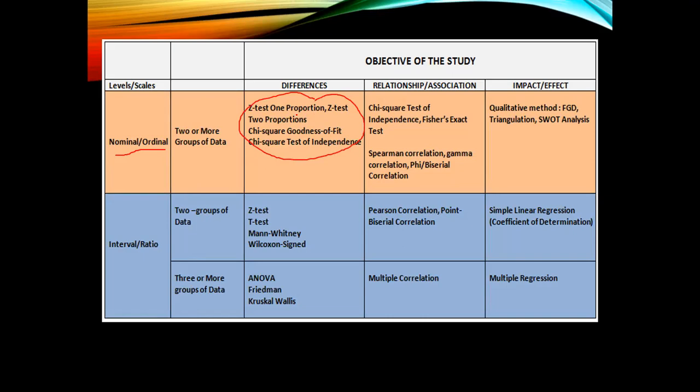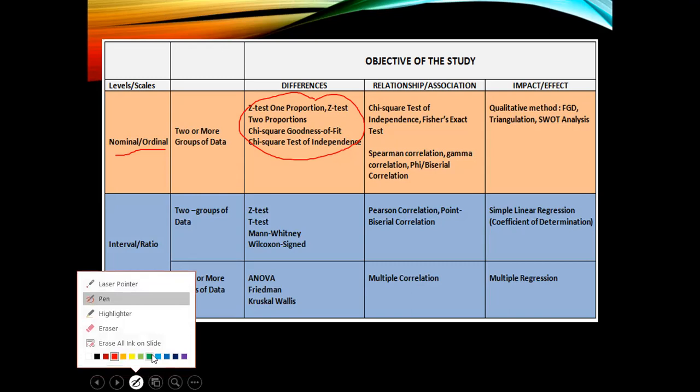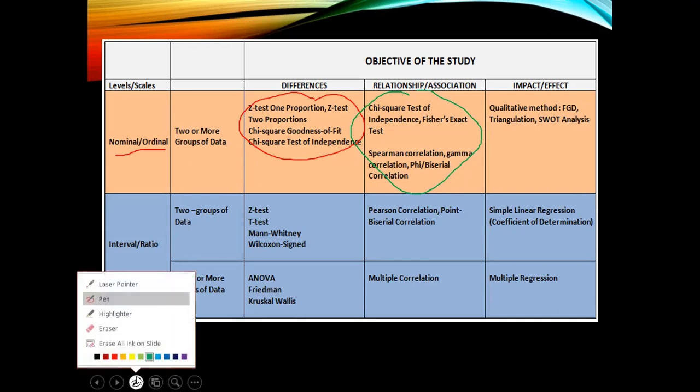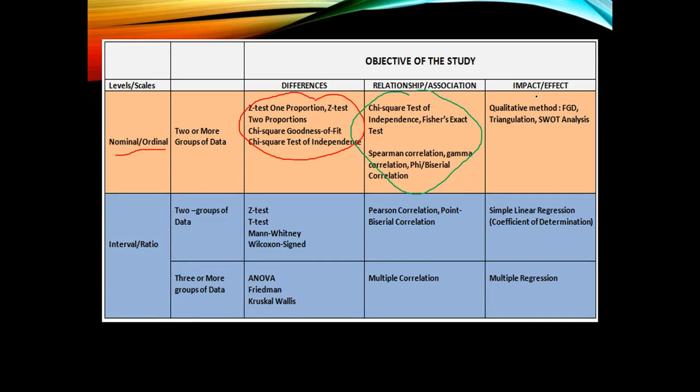You have the z-test 1 proportion, 2 proportions, chi-square goodness of fit, or chi-square test of independence. Okay, if your objective naman is determining relationship or association, okay, so we either use naman this statistical test. Okay, ito po. So, pipili tayo dyan kung ano yung statistical test. And then, if we're talking about impact or effect, usually mga qualitative method na. Okay, qualitative method in analyzing your data. So, you have this, pwede kayong mag-FGD, triangulation, SWOT analysis, and we have also the content analysis.